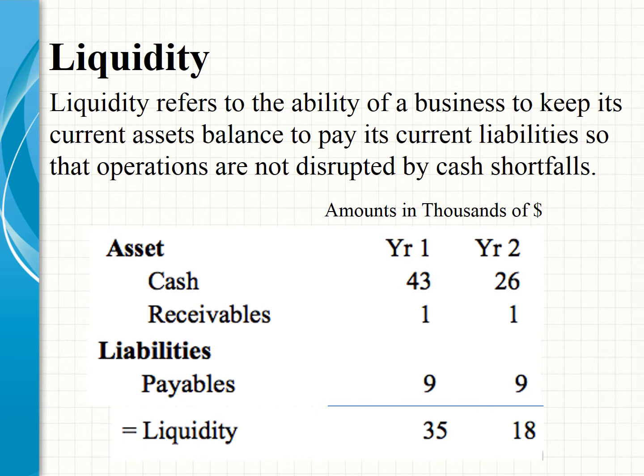Liquidity. What is liquidity? Liquidity refers to the ability of a business to keep its current asset balance to pay its current liabilities, so that operations are not disrupted by cash shortfalls. Current assets in this example are cash and receivables. Receivables are considered current assets because it is money a business expects from customers within 30 days. Current liabilities in this example are payables. A simple question to ask is, do we have enough cash to pay our bills?